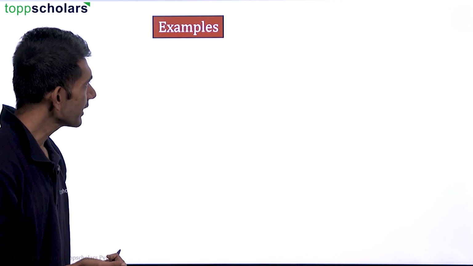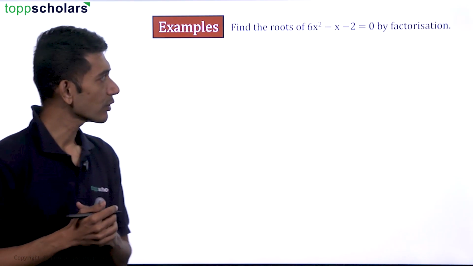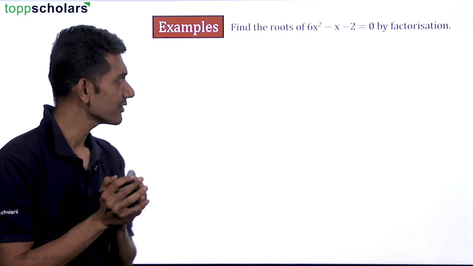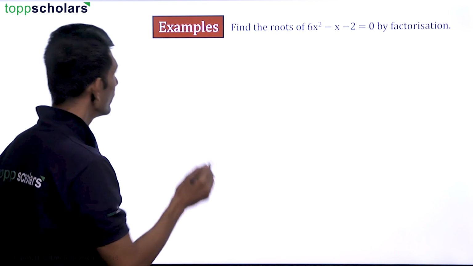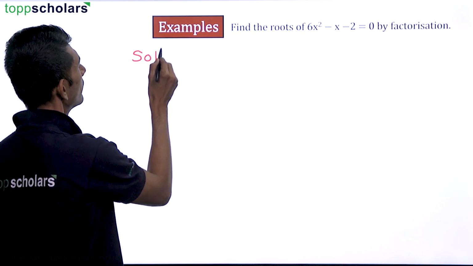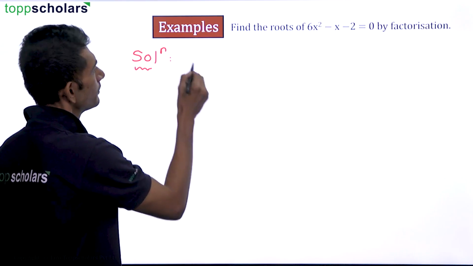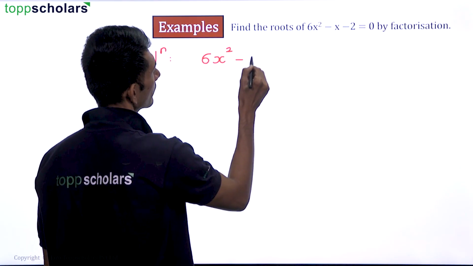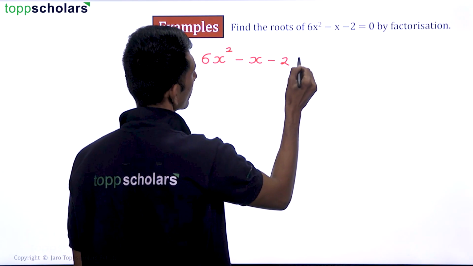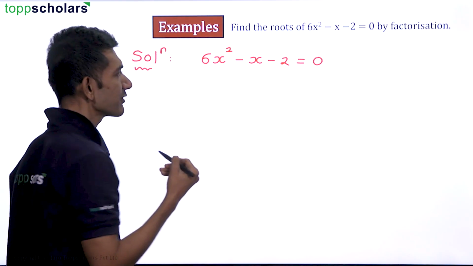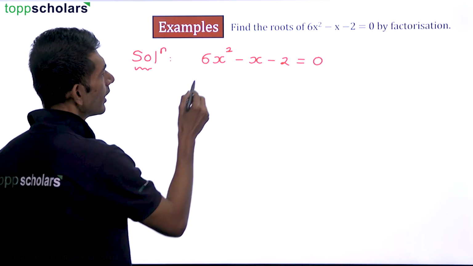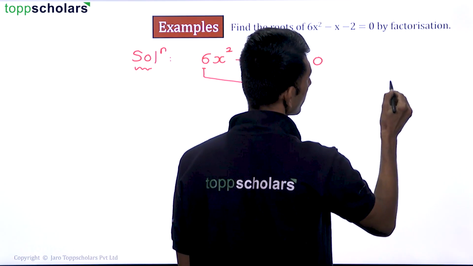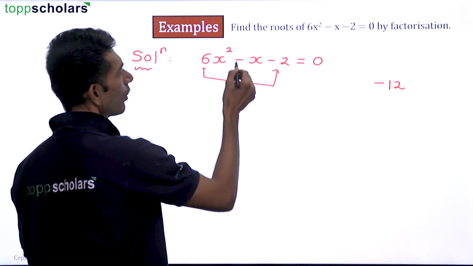Simple. Let's continue. So find the roots of the quadratic equation 6x square minus x minus 2 by factorization method. Same question again. Again we are going to use factorization method to find out the roots. Let's begin with the solution. So we have 6x square minus x minus 2 is equal to 0. Again you multiply 6 and minus 2. That is going to give you minus 12.